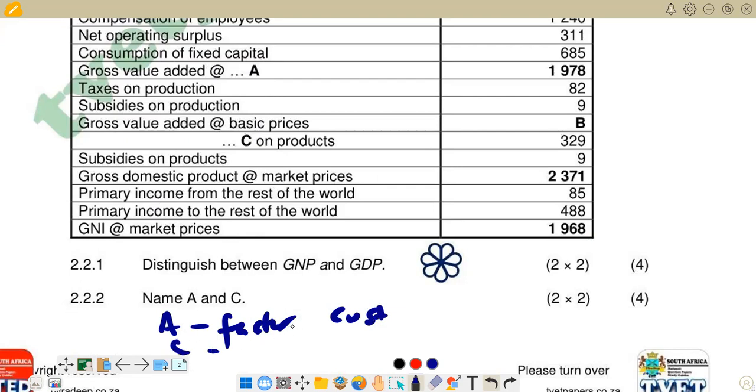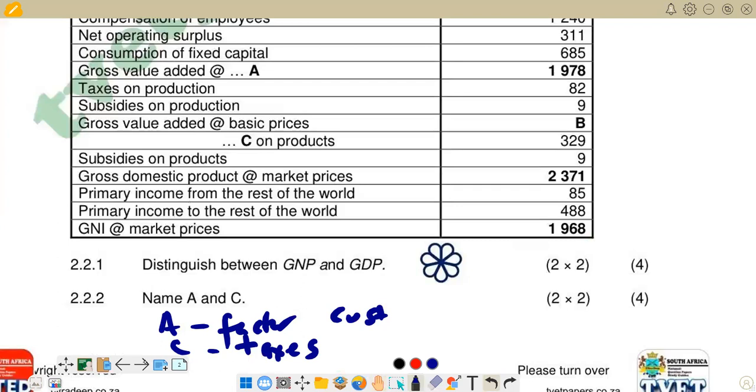Then C. Here we've got gross value added at basic prices, and C is representing the taxes on products just beneath the value added at basic prices. So C is representing taxes on products. Remember, we can have taxes on products, and also taxes on production. Taxes on production is given in this row as 82. So here we have 329 representing taxes on products. So that is what we have on 2.2.2.